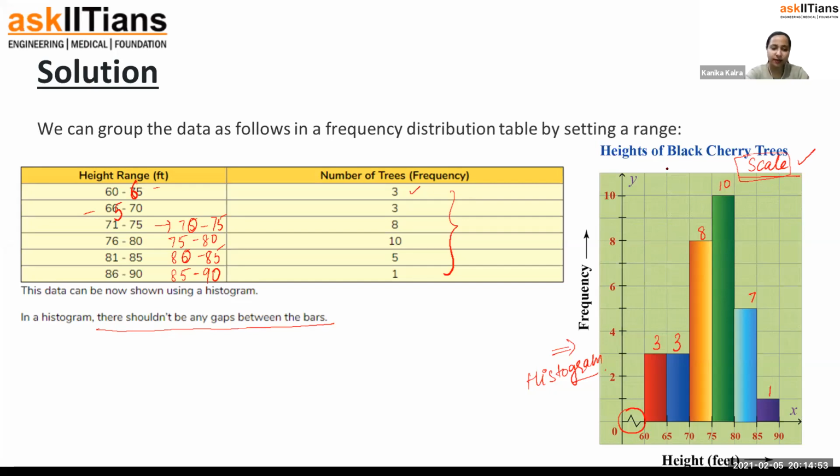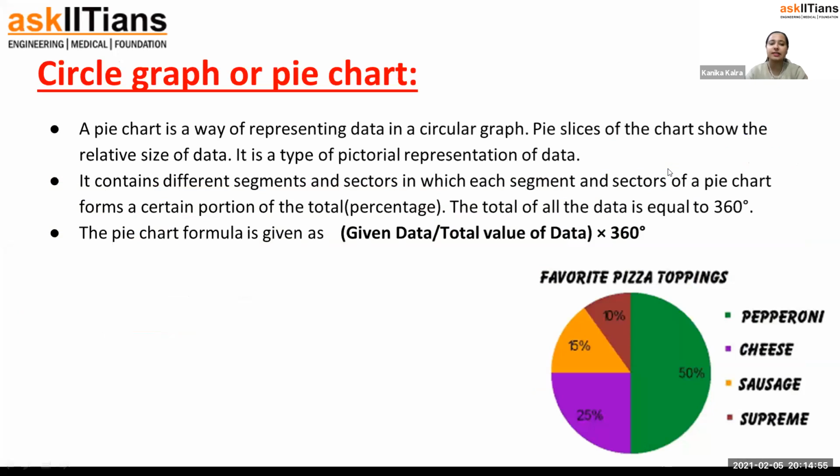Now let's move to another interesting topic, which is the circle graph or a pie chart. So what do you think the pie chart resembles? A pie chart resembles a pizza, isn't it? So these are basically all the slices of the pizza. What we represent here is that different data values are represented by different sectors of the graph.